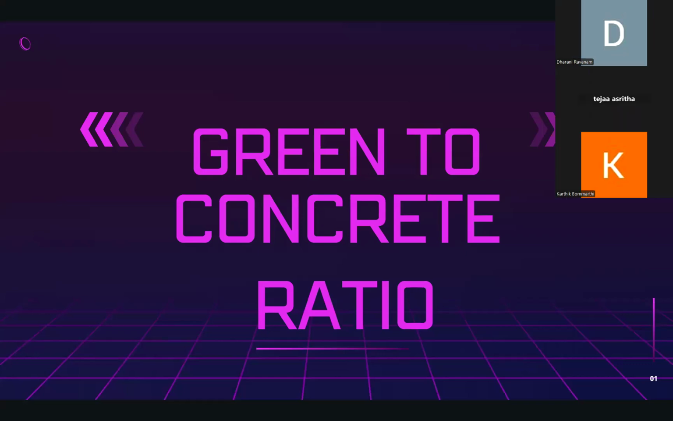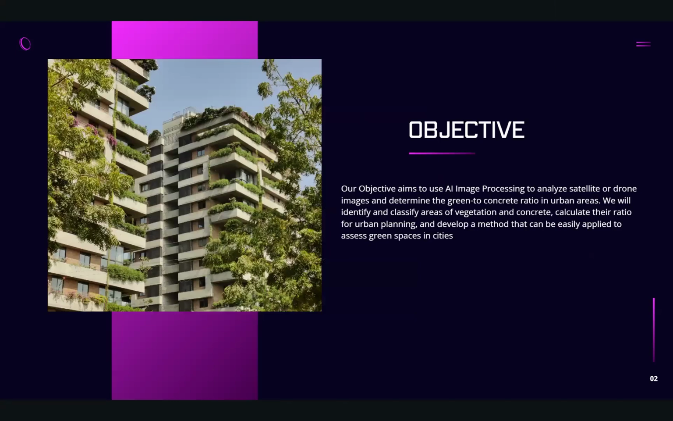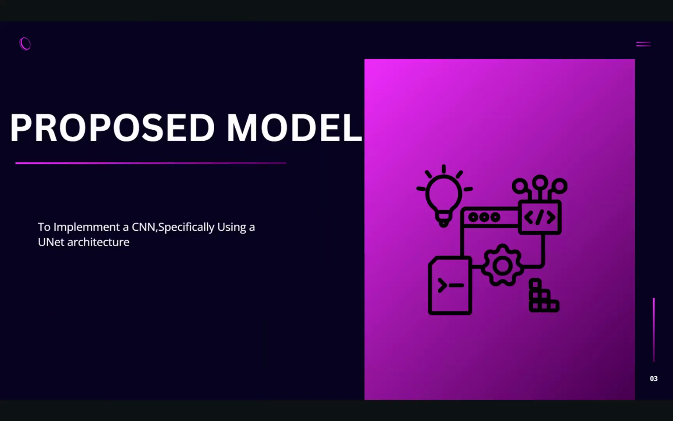Our project is to find the green to concrete ratio. Our objective aims to use AI image processing to analyze satellite or drone images and determine the green to concrete ratio in urban areas. We will identify and classify areas of vegetation and concrete, and calculate their ratio for urban planning, and develop a method that can be easily applied to assess green spaces in cities.